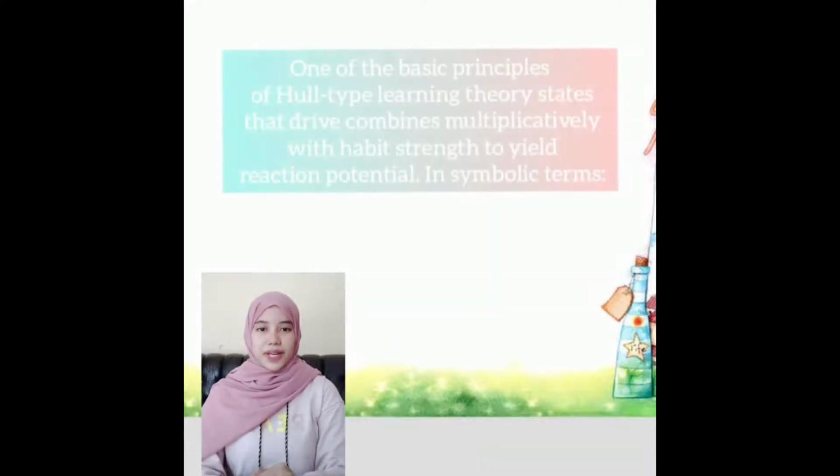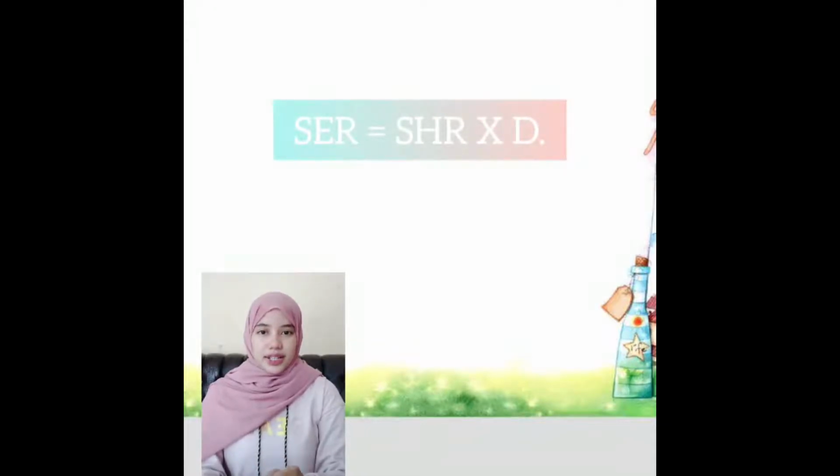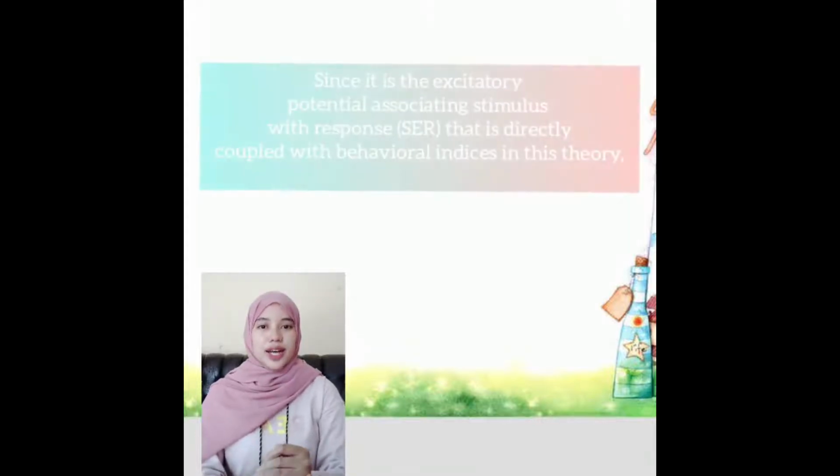One of the basic principles of Hull-type learning theory is that drive combines multiplicatively with habit strength to yield reaction potential. In symbolic terms, it is sER = sHR x D, where sER is the excitatory potential, the association of stimulus with response, which is directly correlated with behavioral indicators of these theories.